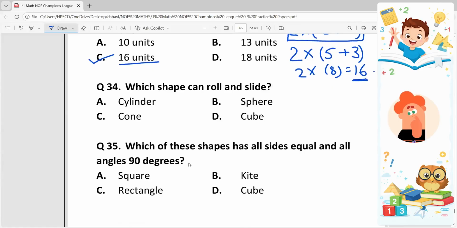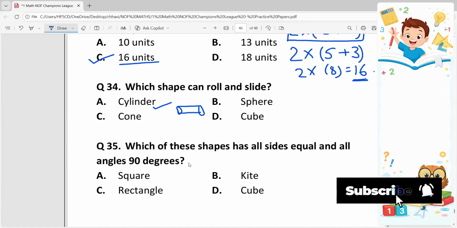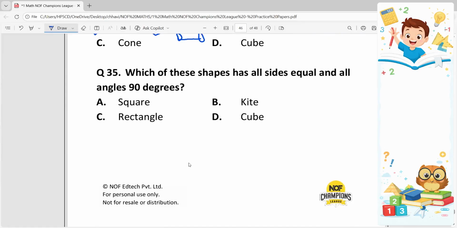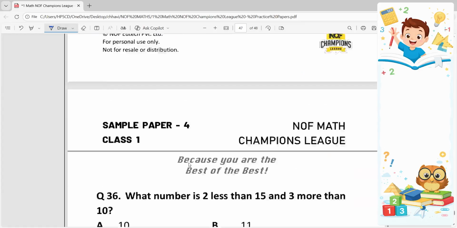34th. Which shape can roll and slide? So a cylinder can roll and slide because it is in cylindrical form, it can roll along. See, this is a cylinder, so it can roll on. Option A. 35th. Which of these shapes has all sides equal and all angles 90 degrees? So we know that a square has all sides equal, and also it has all the angles equal to 90 degrees. Therefore, square, option A, is the correct one.